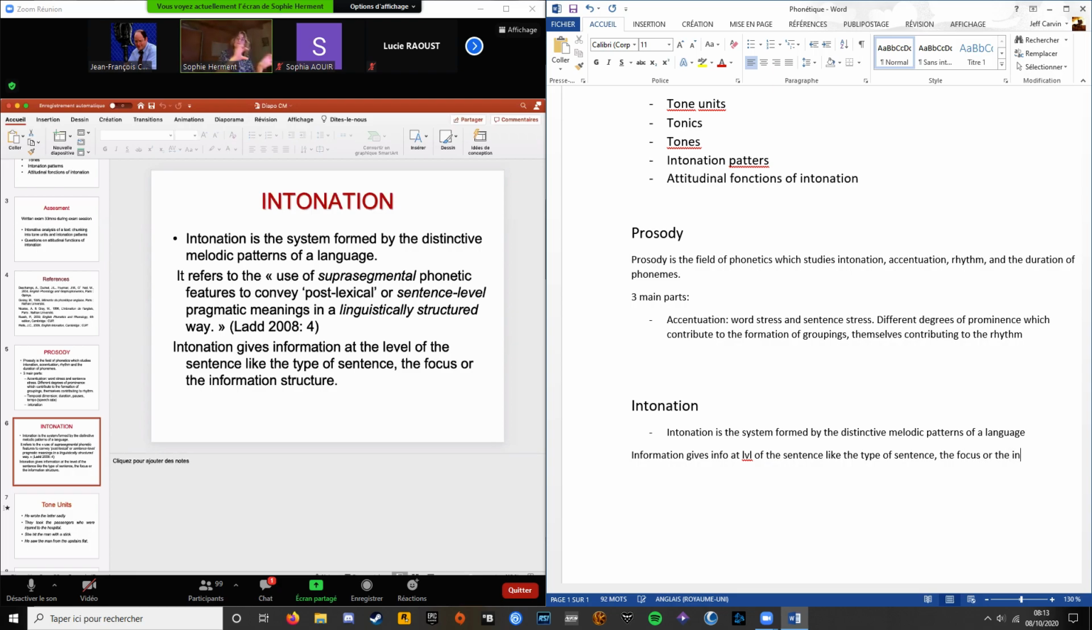but it also gives information on the focus, for instance, depending on where you're going to place your emphasis or your main melodic movement, as I'll explain in a minute as well. And also the information structure, I'll show you, the information structure is really given through intonation, through the different patterns that you're going to realize. Okay.